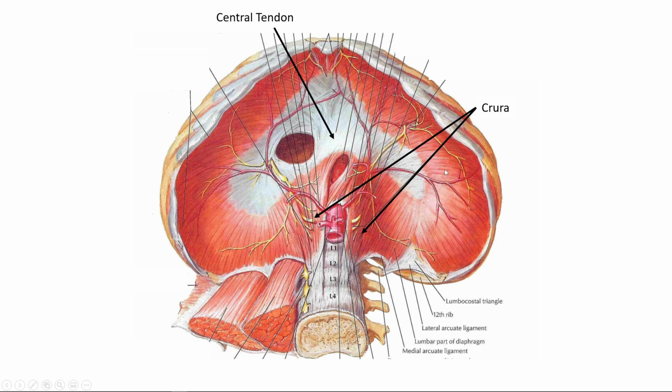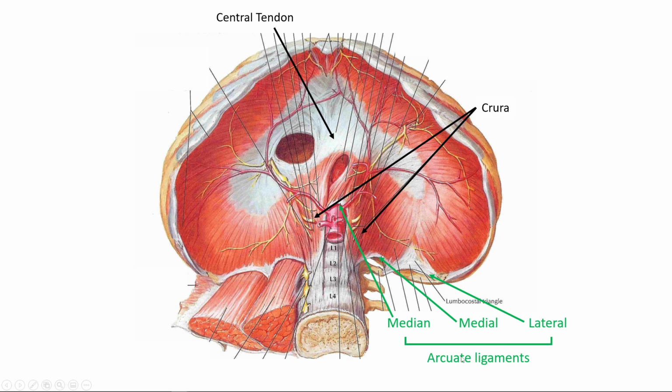We also have the crura of the diaphragm, which can be seen on the left and the right of the diaphragm, just in the medial area. We also have the median, medial, and lateral arcuate ligaments, which are exactly what they sound like. They are arc-shaped ligaments that can go over the aorta in the case of the median arcuate ligament, and the medial and lateral arcuate ligaments go over the ribs here.